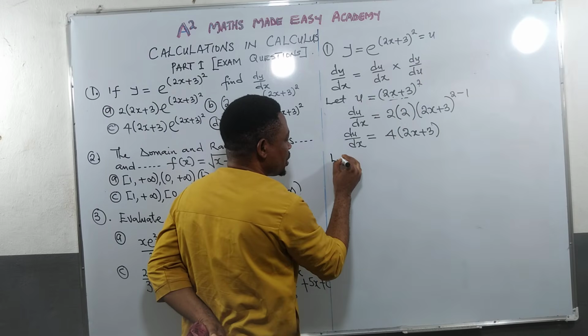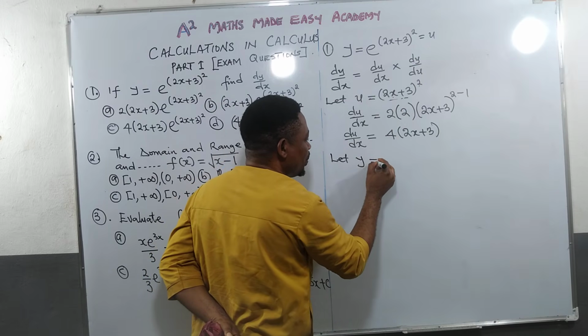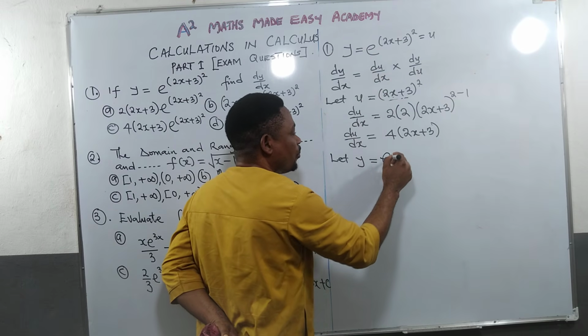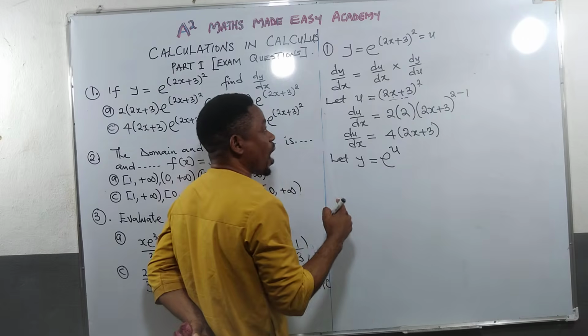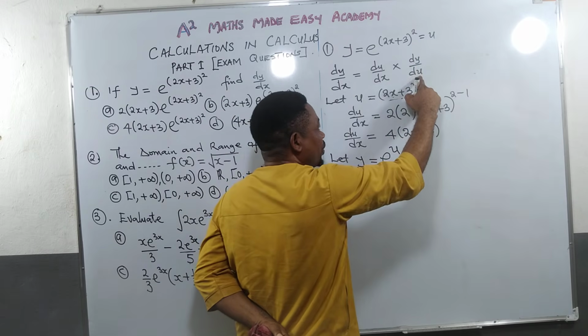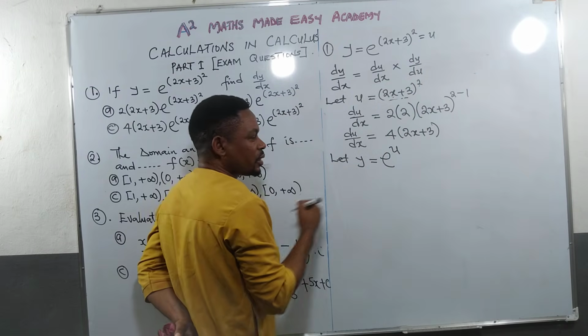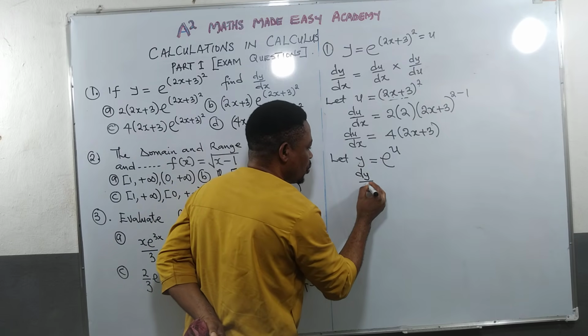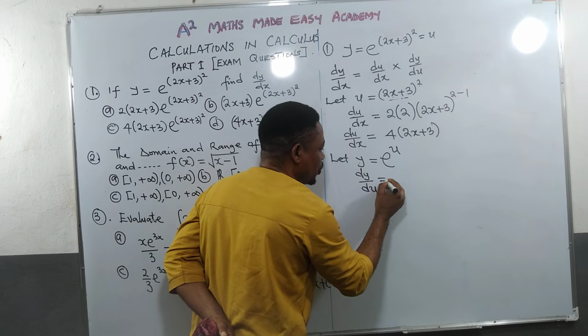Then the next thing is to consider y. How do we approach it? I will now say let y be the exponential. This is what we introduce as y, exponential. But the power should not be u. Do you know why? We are differentiating y with respect to what? U. Then if I differentiate y with respect to u, I'll be having dy all over du. Then this is now equal to.